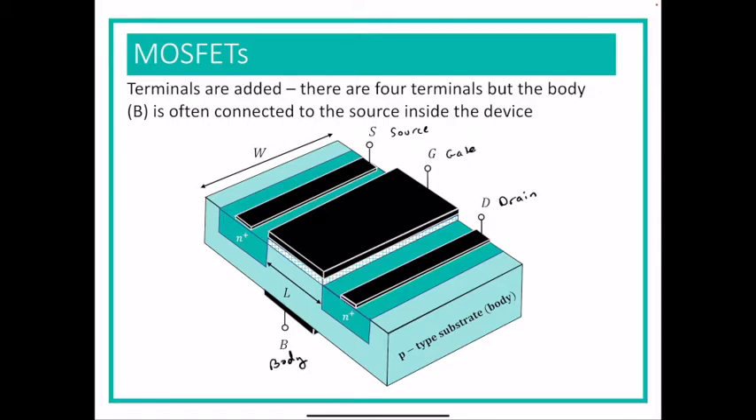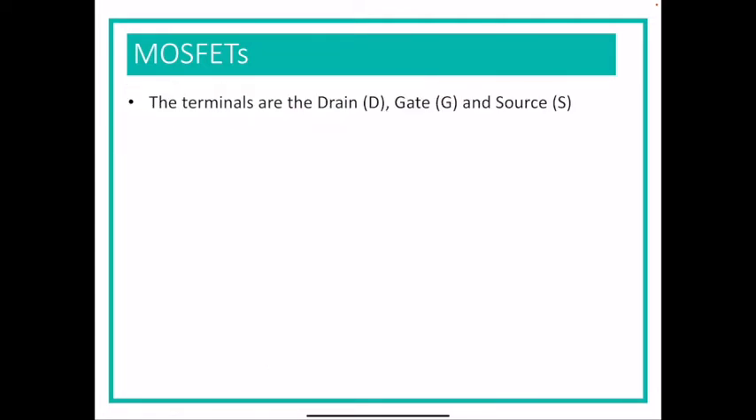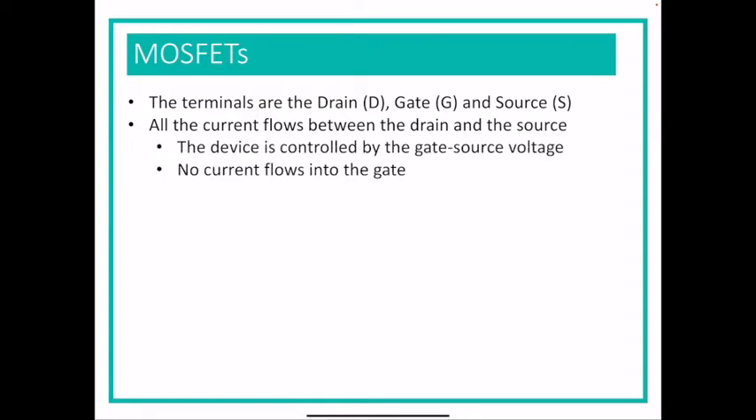Most of the time, the body connection we won't see or use, and we'll talk about why it's there in a bit. So the terminals drain, gate, and source are the ones that we use the most often. And all the current flows between the drain and the source. Nothing flows into the gate. There is a voltage potential at the gate, just like the voltage we talked about in the previous MOS capacitor and metal semiconductor junction lectures. So there is a voltage there, but there is not any current that flows into the gate.